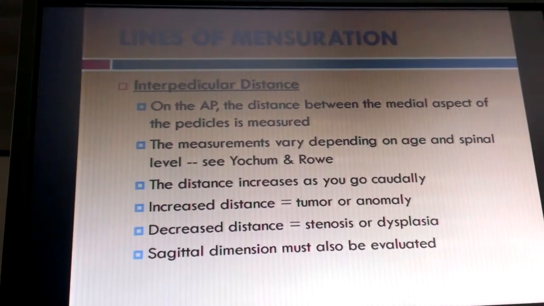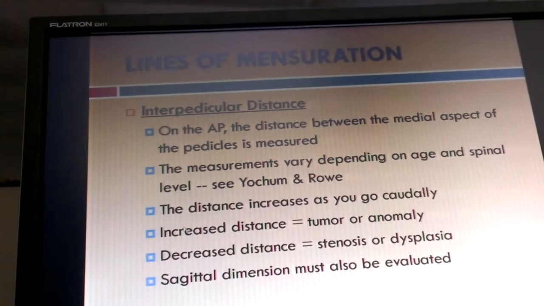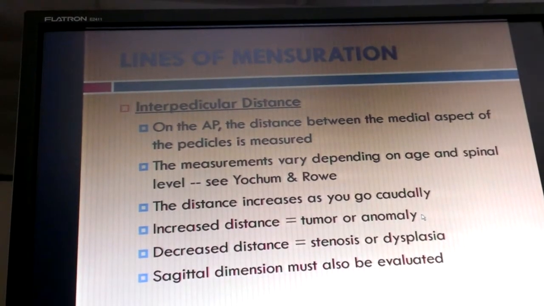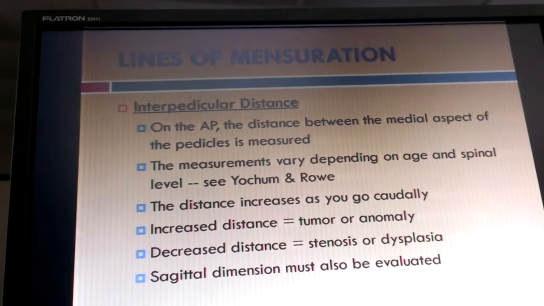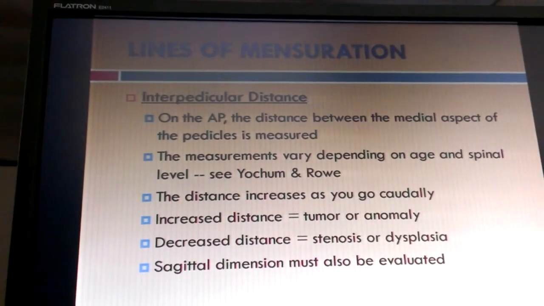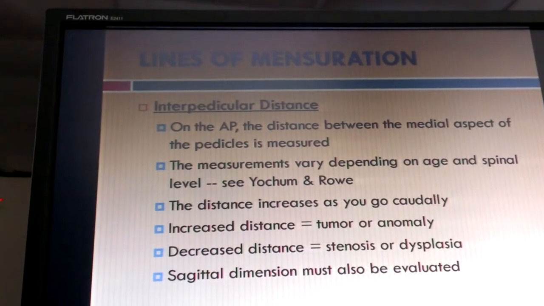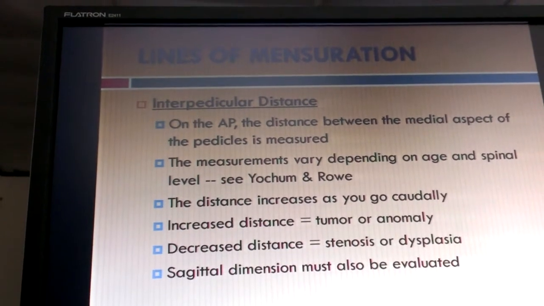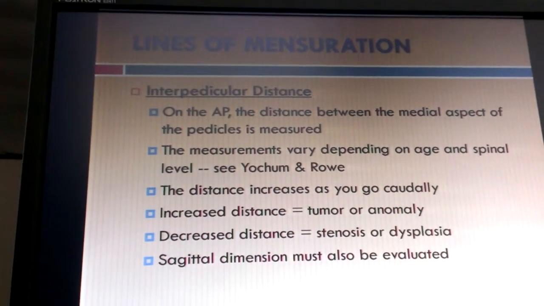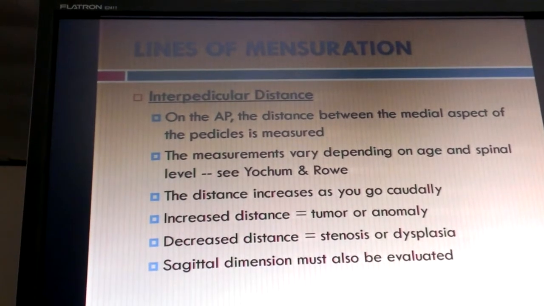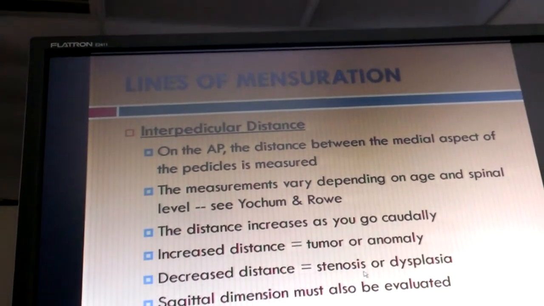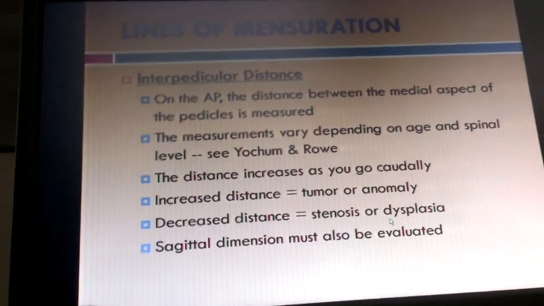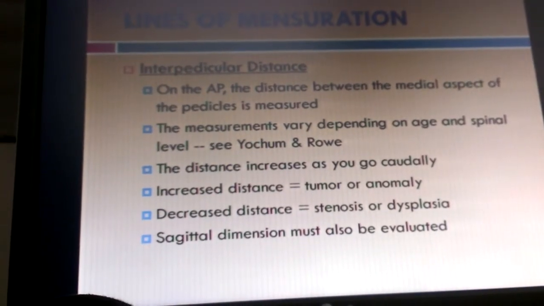And another thing that you need to consider, and I don't have it here, I need to add it, is that if there's trauma, especially in the lumbar spine, and that would be specific for Smith fractures and Chance fractures that Dr. Thompson's going to share with you next trimester. So those are nasty fractures, and that'll cause the increase in the interpedicular distance. When it's decreased, that's usually because of stenosis, whether it be acquired or whether it's dysplastic. So the person was kind of born with that, and it's congenital.